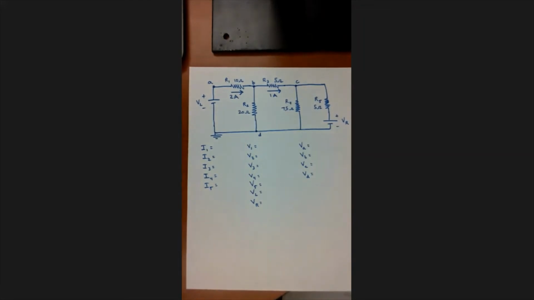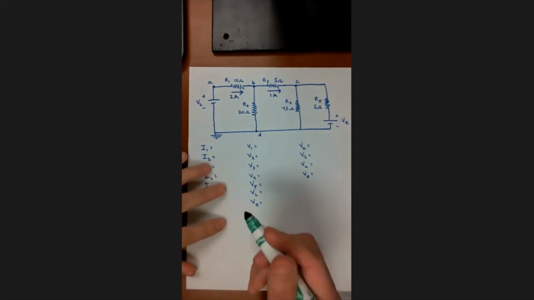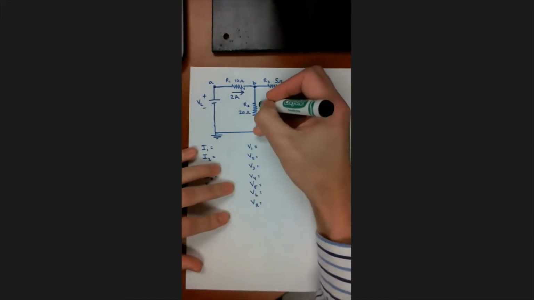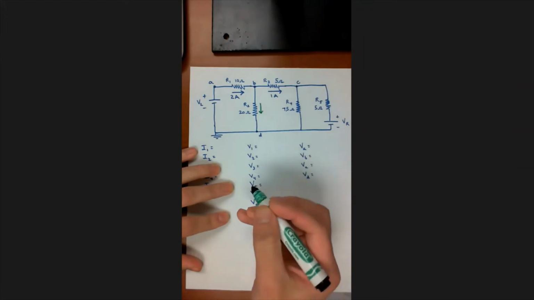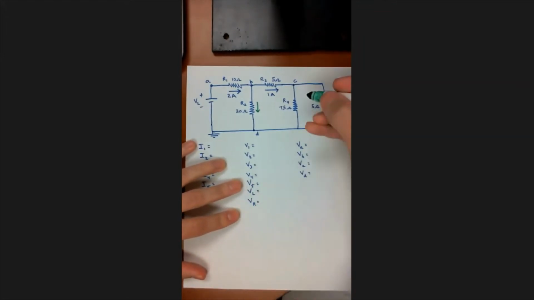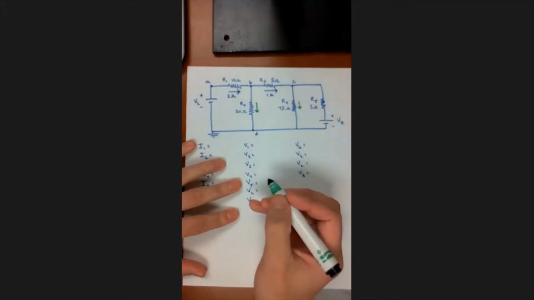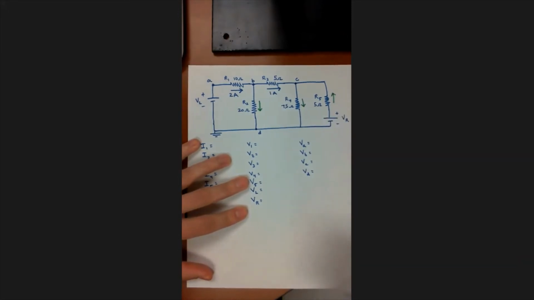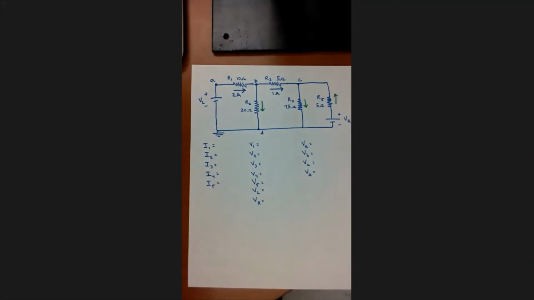It doesn't matter, I might be wrong here, but I'm going to assume that the current is flowing down through resistor 2, and I will also assume it's flowing down through resistor 4, and I will assume it's flowing up through resistor 5. I think those are pretty good guesses, but honestly, I don't know. I have not worked this problem before. And we'll see what we come up with.